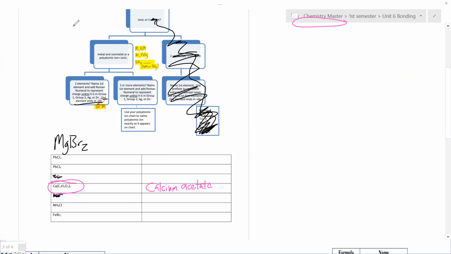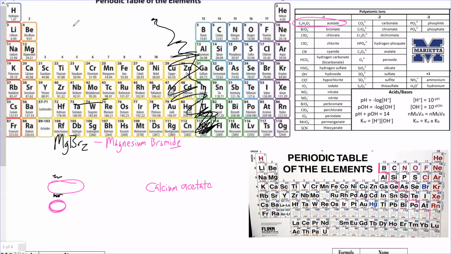All right, I'll go back. This one was magnesium bromide. So if it comes off the periodic table like this one, we just change the ending to ide. This is about as tricky as I can get on this one. Now this one does have a polyatomic, but where is it? In the front. So let's find that NH4 again. The chart. Yep, right there.